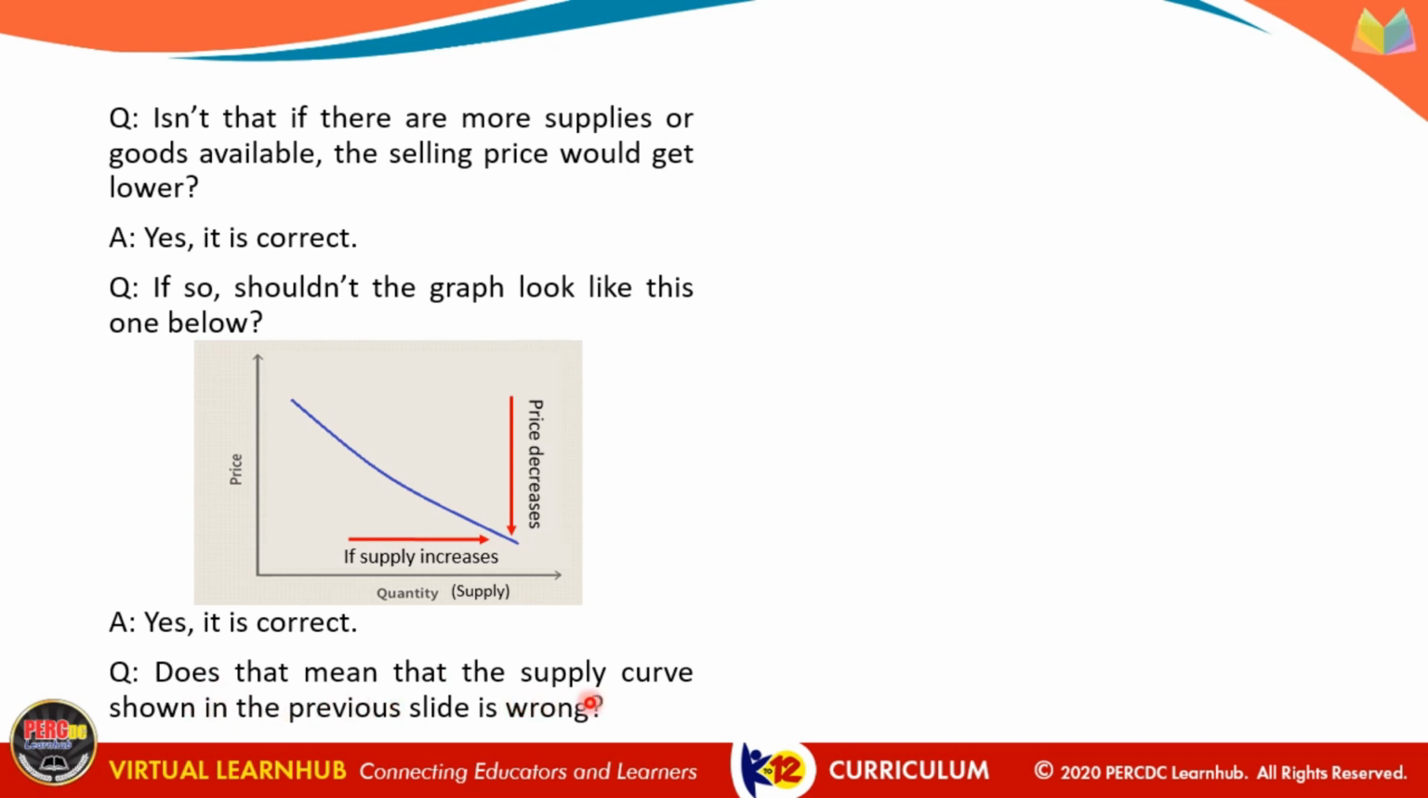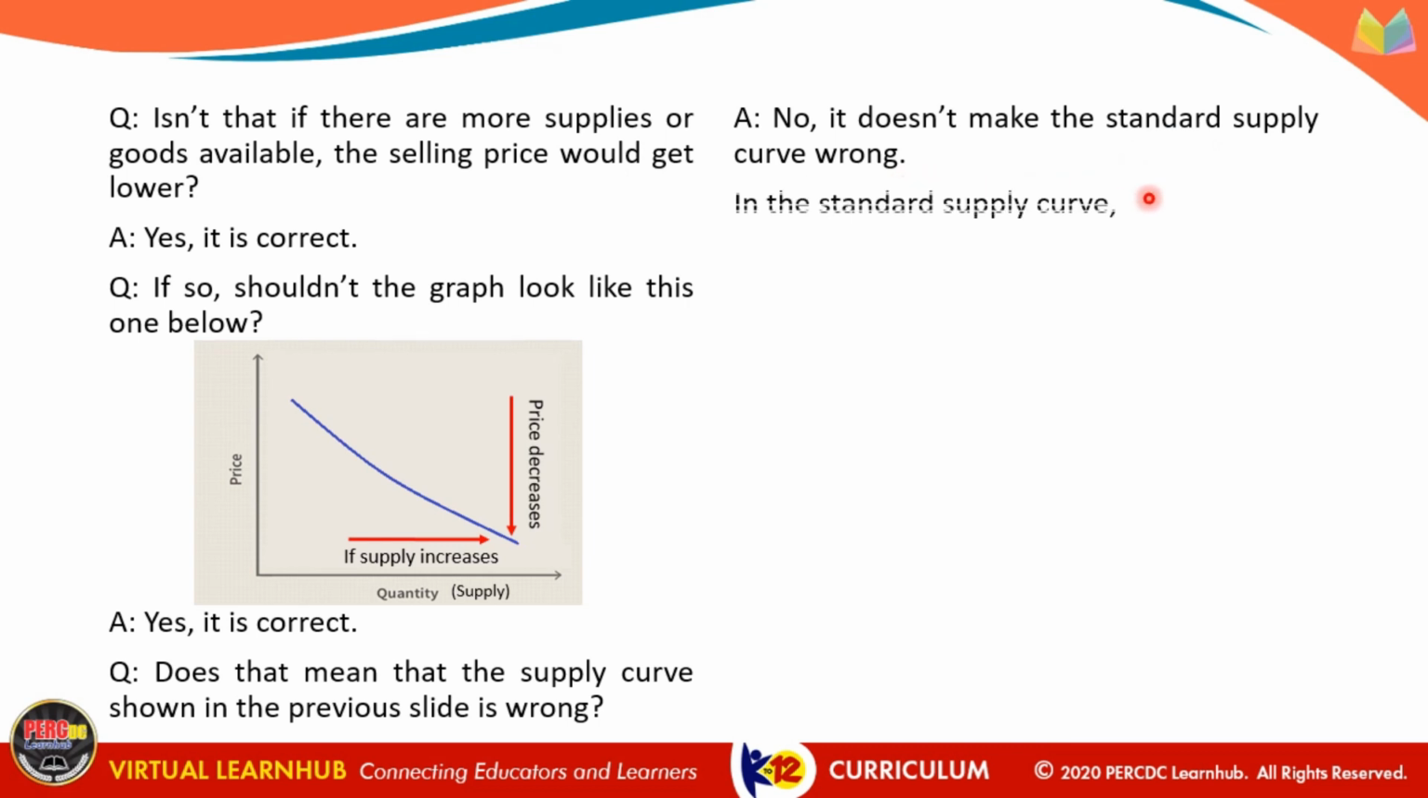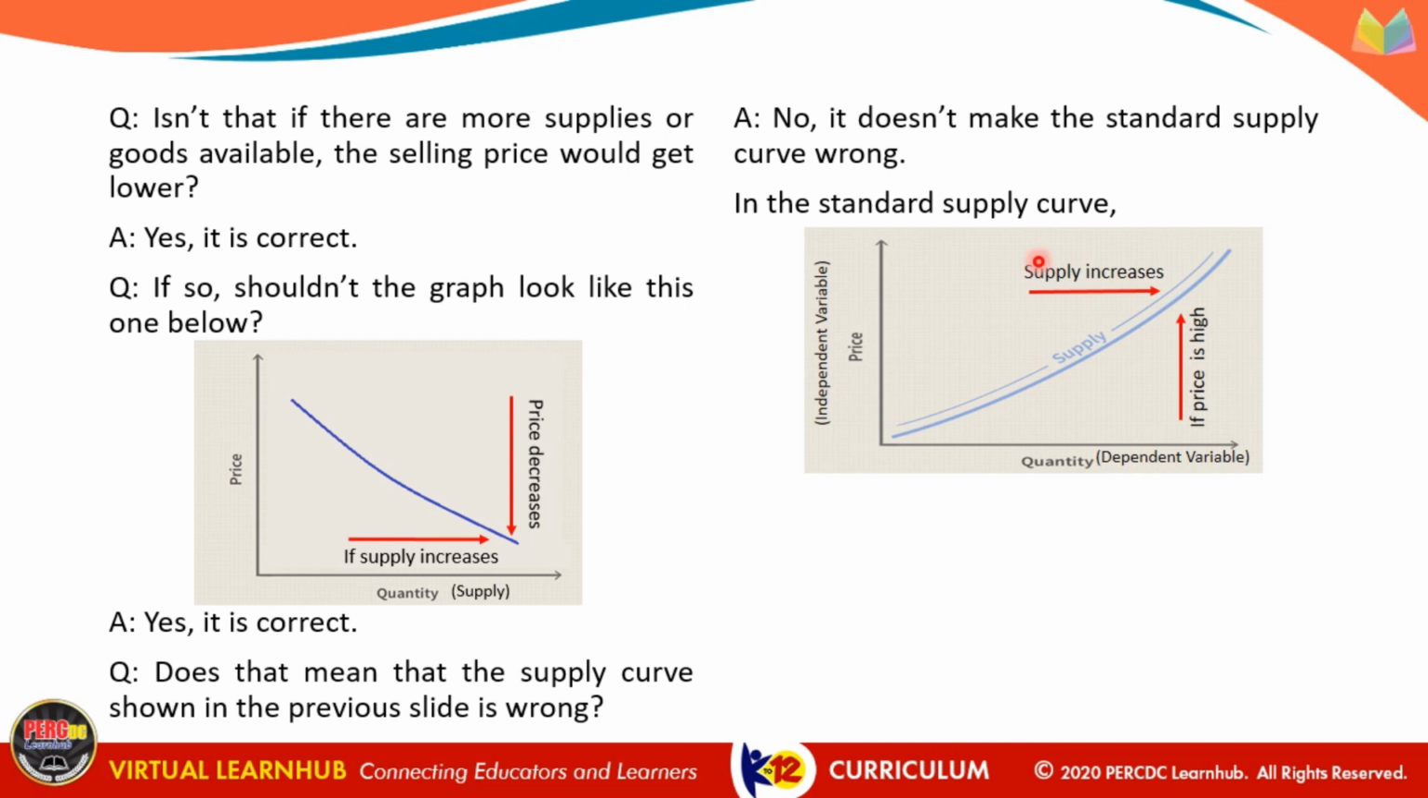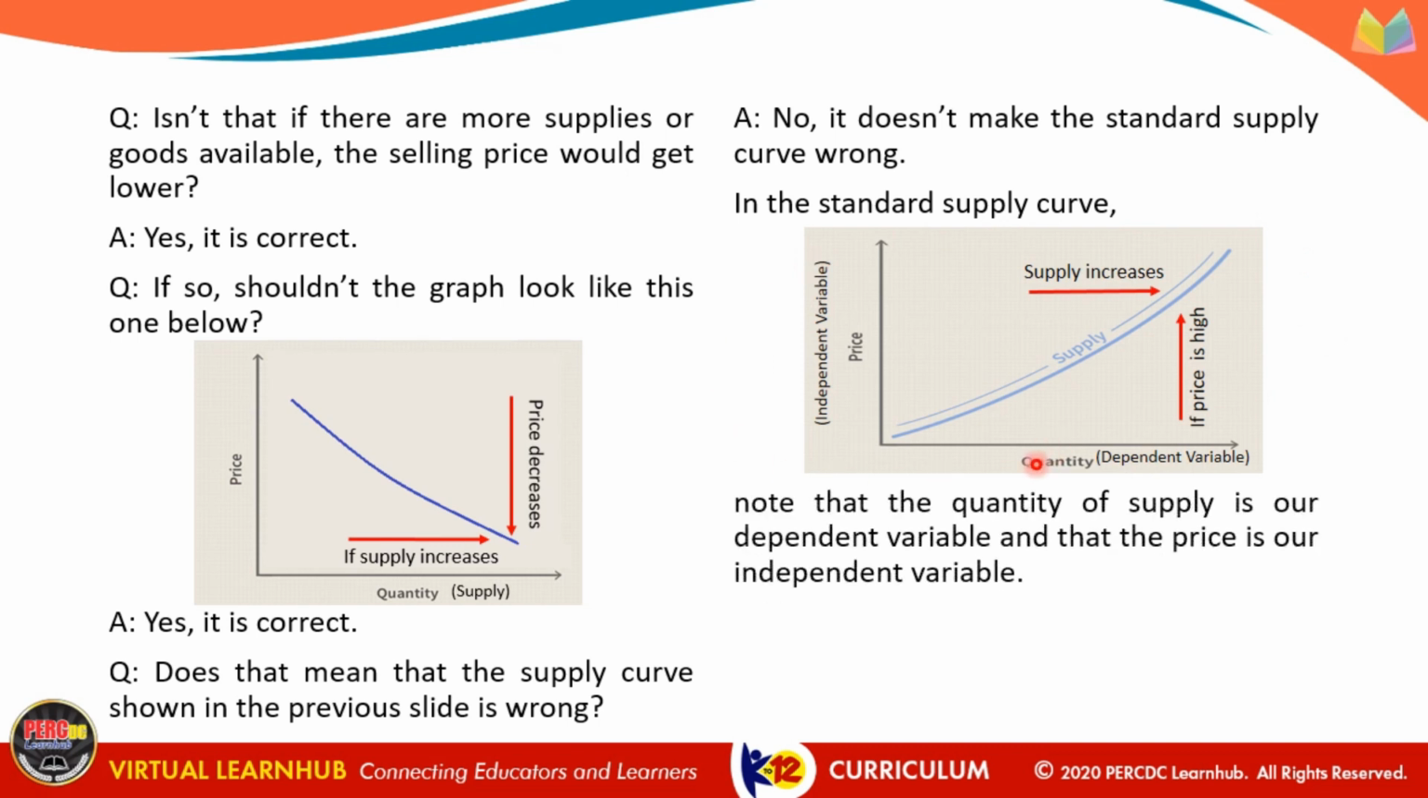Does that mean that the supply curve shown in the previous slide is wrong? The answer is no. It doesn't make the standard supply curve wrong. Okay? In the standard supply curve, this is the same graph shown in the previous slide. Note that the quantity of supply is our dependent variable and that the price is our independent variable. In the standard supply curve, price is our independent variable and quantity of supply is the dependent variable. Okay?